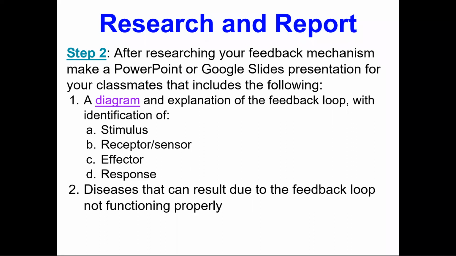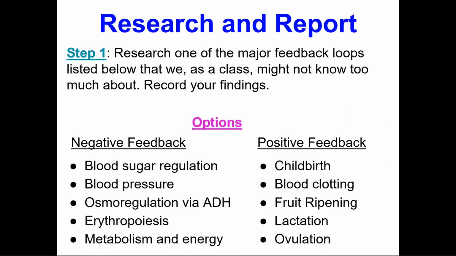And they have to show in a diagram what the feedback loop is with identification of the stimulus, the receptor or sensor, effector, and response. And then what kind of diseases or syndromes result from that feedback loop not functioning properly. So what you need to do is pick one or two off of each list and then write it out till you've got it. And if you've got that, you've got good examples if they ever ask you to give an example of a negative or a positive feedback loop in the body.